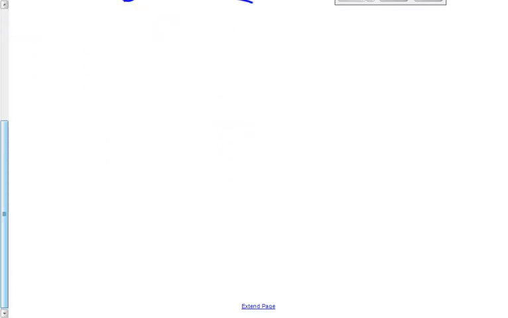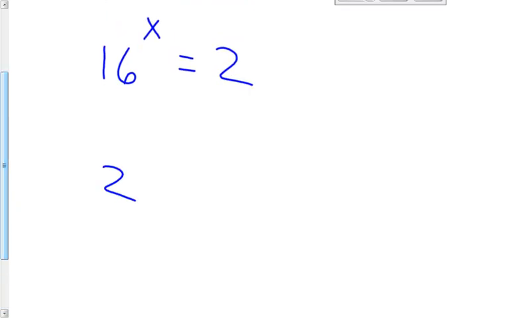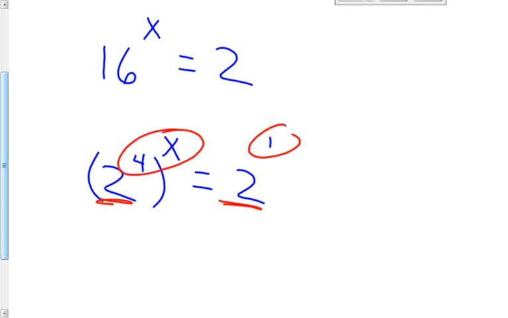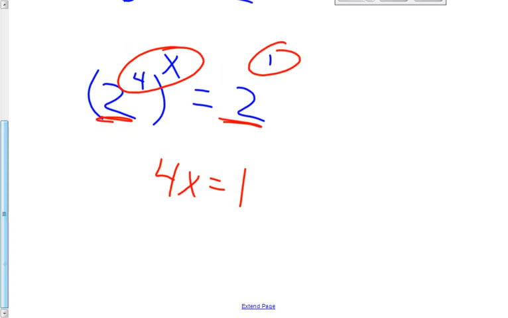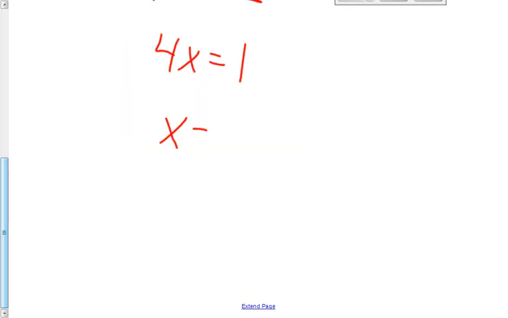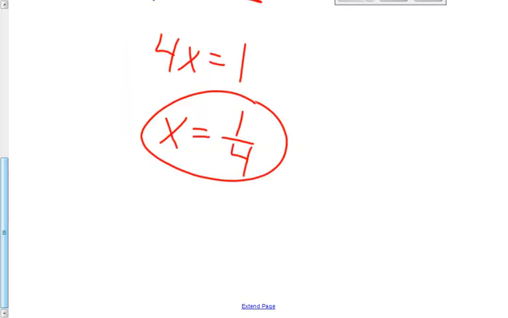Let's get ourselves some common bases. 16 is the same thing as 2 raised to the 4th power. 2 raised to the 4th raised to the x. That equals 2 raised to the 1st, really. So now we have common bases of 2 and 2. So this equals this. 4x equals 1. So what does x equal? X equals a 4th. That's the answer for letter B.